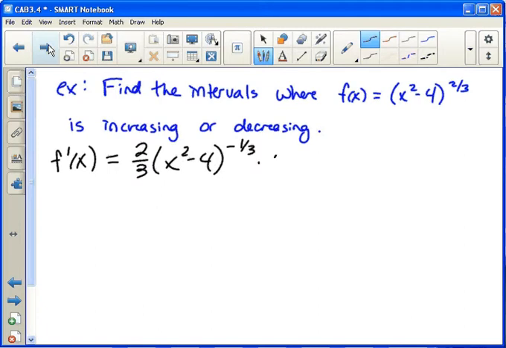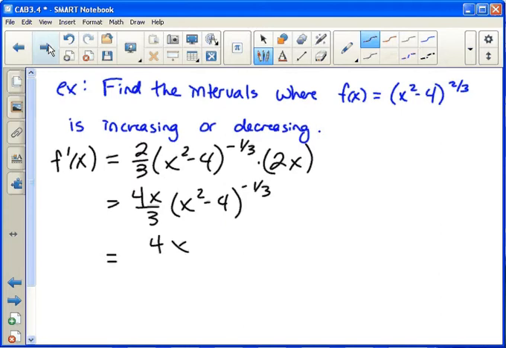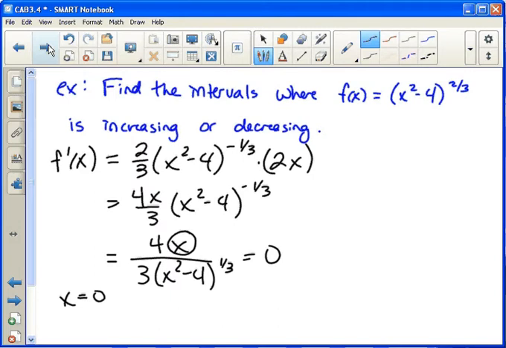Okay, if I do a little simplifying here, I get 4x over 3. And then I'm going to move that negative 1/3 part down to the bottom. So it gives me this. Now again, critical numbers are where the derivative equals 0 or doesn't exist. Well, a fraction equals 0 when the top of it equals 0. And if you look, x equals 0 will make the top 0. And if the bottom equals 0, the derivative doesn't exist. So that's also one of our critical numbers.